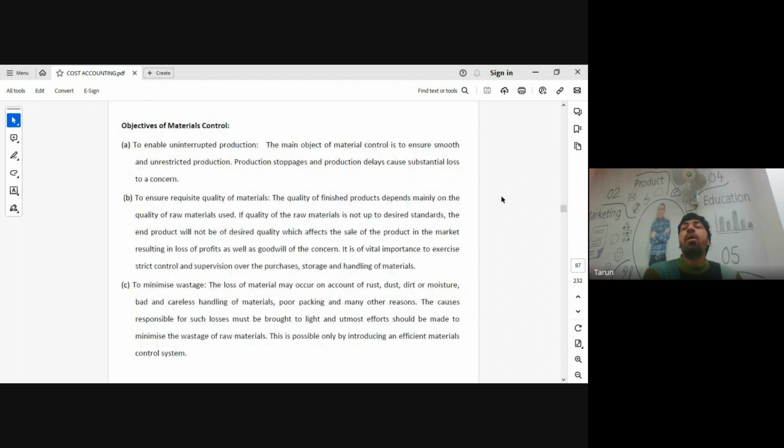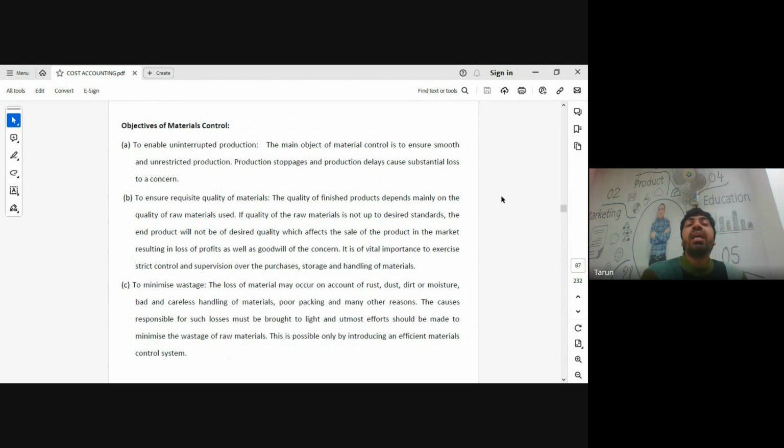So let's talk about the objectives of material control. The first objective is to enable uninterrupted production. The main objective of material control is to avoid any overstock of production of the goods, or you can say the materials. It means to have a smooth and unrestricted production of the materials without any substantial loss due to any special organizations or companies or firms.